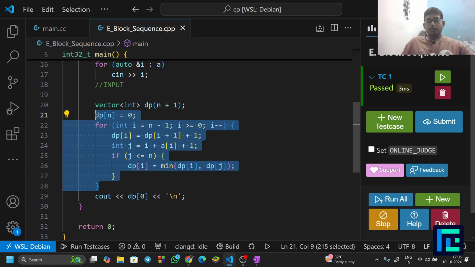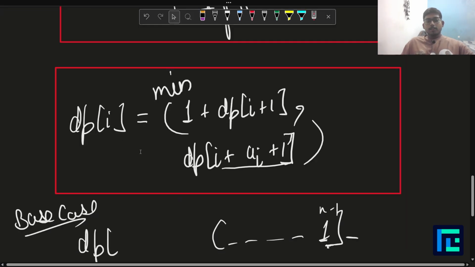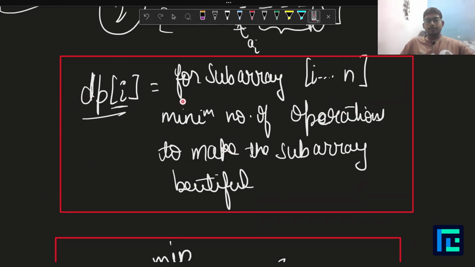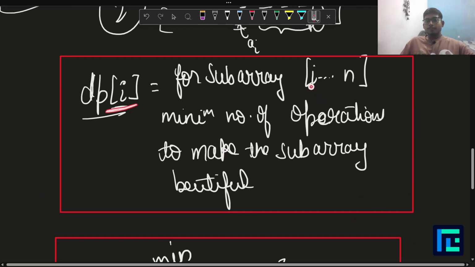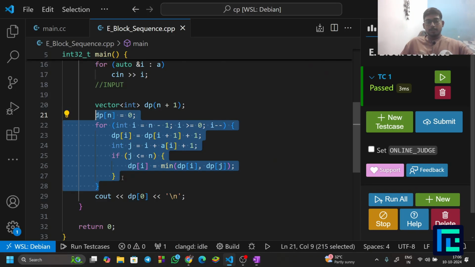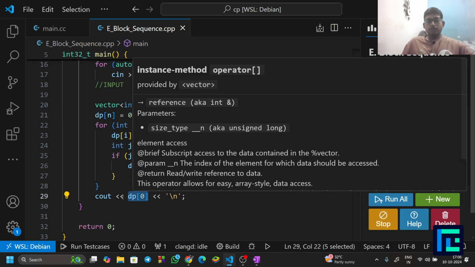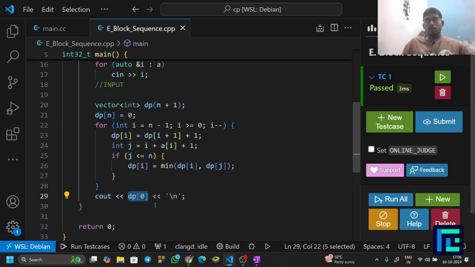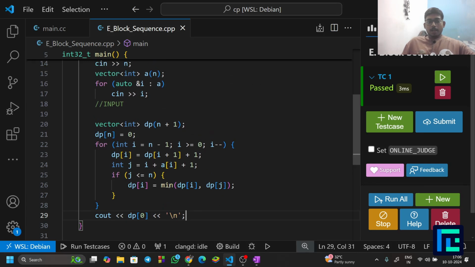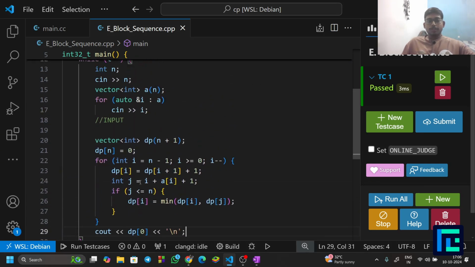Now after this, what would be my final answer? From the state, dp[i] represents the answer for subarray i to n. So my final answer would be for subarray 0 to n, and dp[0] would store the final answer after computing everything. So we can just print dp[0]. This would store my final answer for the whole array. I hope you understood the code we wrote.